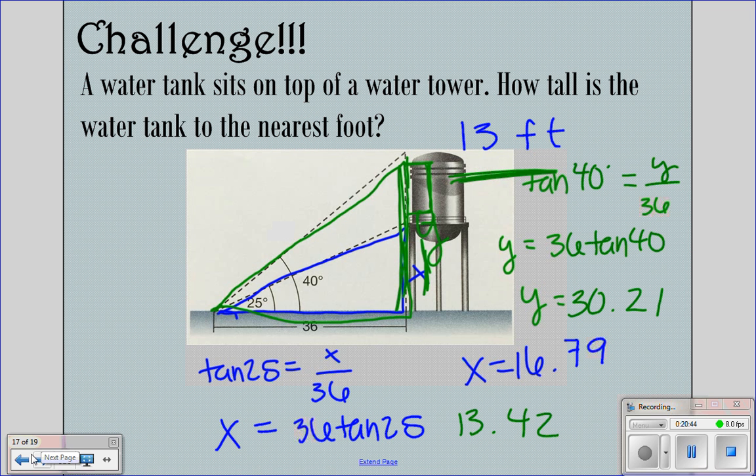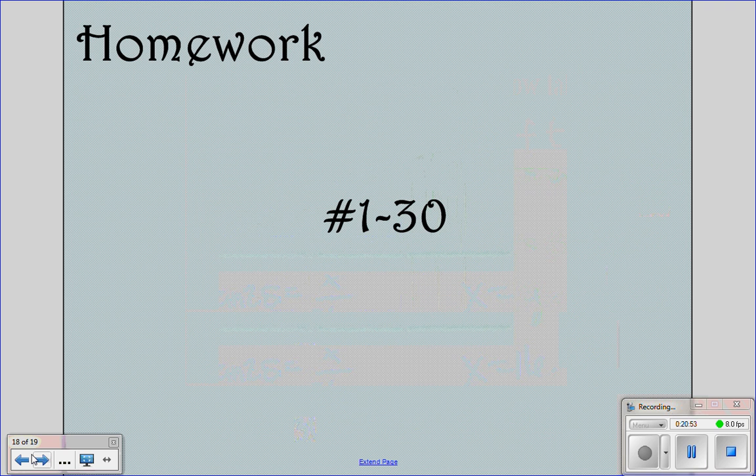So hopefully somebody got that. If not, it's okay. But you do need to make sure you memorize what sine, cosine, and tangent ratios are. Okay, so your homework is 1 through 30. You need to make sure to do that tonight so that you can go over any questions you have tomorrow.